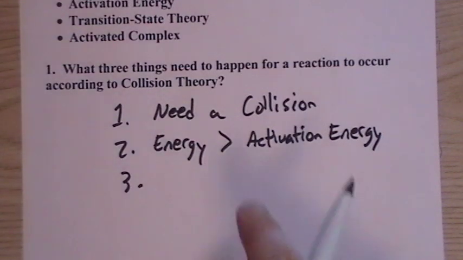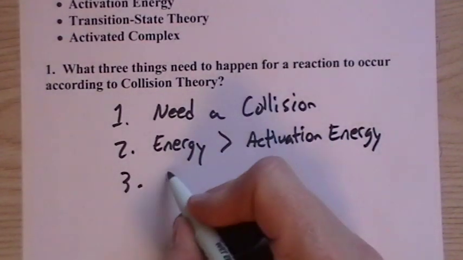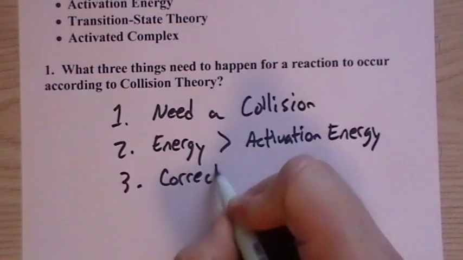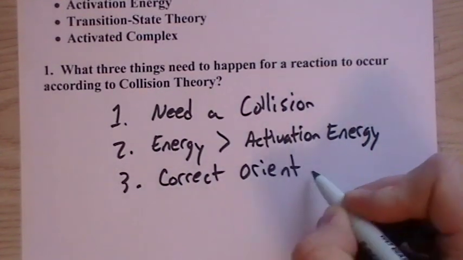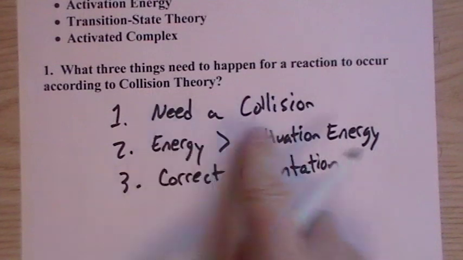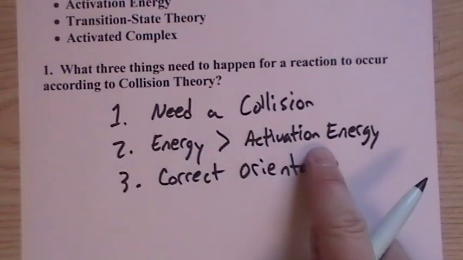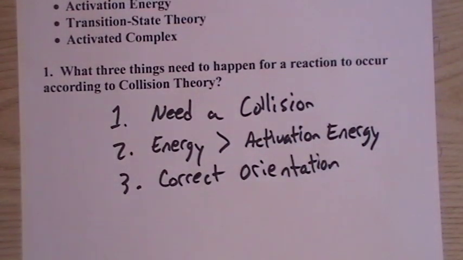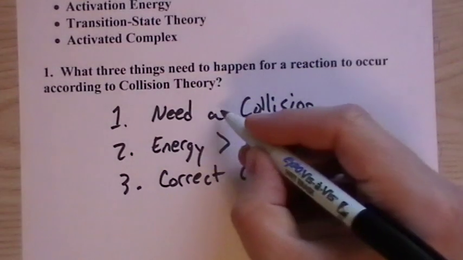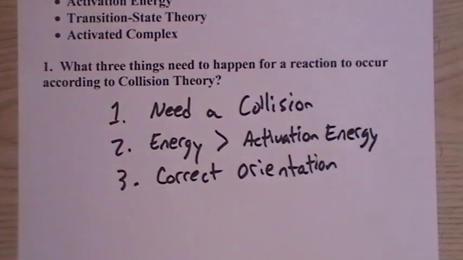So, energy must be greater than the activation energy, and you need the correct orientation. You need these guys to strike. They have to have enough energy. The activation energy is really the energy to break the bonds, so that you can reform different bonds. And for the correct orientation, you need the molecules to strike in the right place so that the active sites on each molecule hit each other. So those are the three things that need to occur for a reaction to take place.